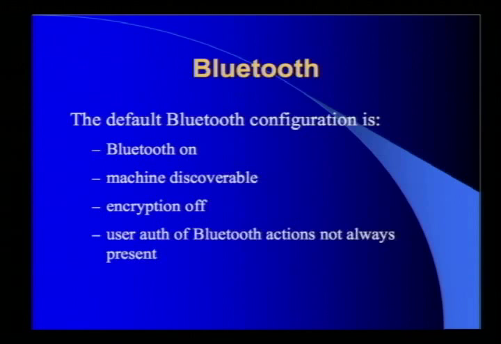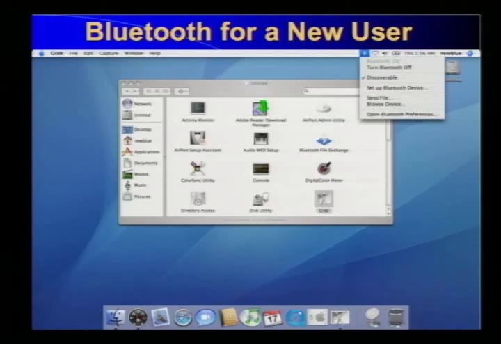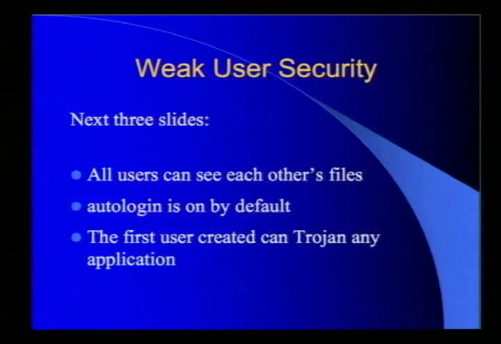Makes it a lot easier to find your machine on the network. Well, not on the network. Kind of, yeah, a little bit easier for the Shmoo group to find your machine. And that's nice, because those are good guys, and they should find them. Encryption set to off. User auth of Bluetooth is not always perfect. Okay, here's my screenshot. Here's Bluetooth for a new user. It's on. It's discoverable. Okay, there are a couple more weaknesses I'll tell you about before I introduce Bastille.